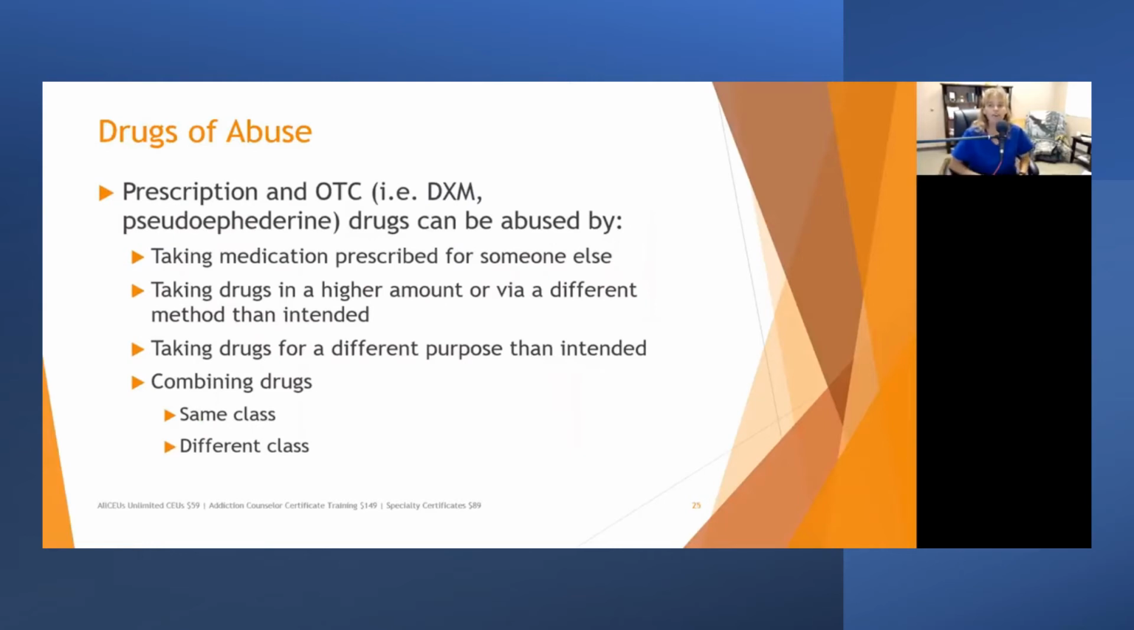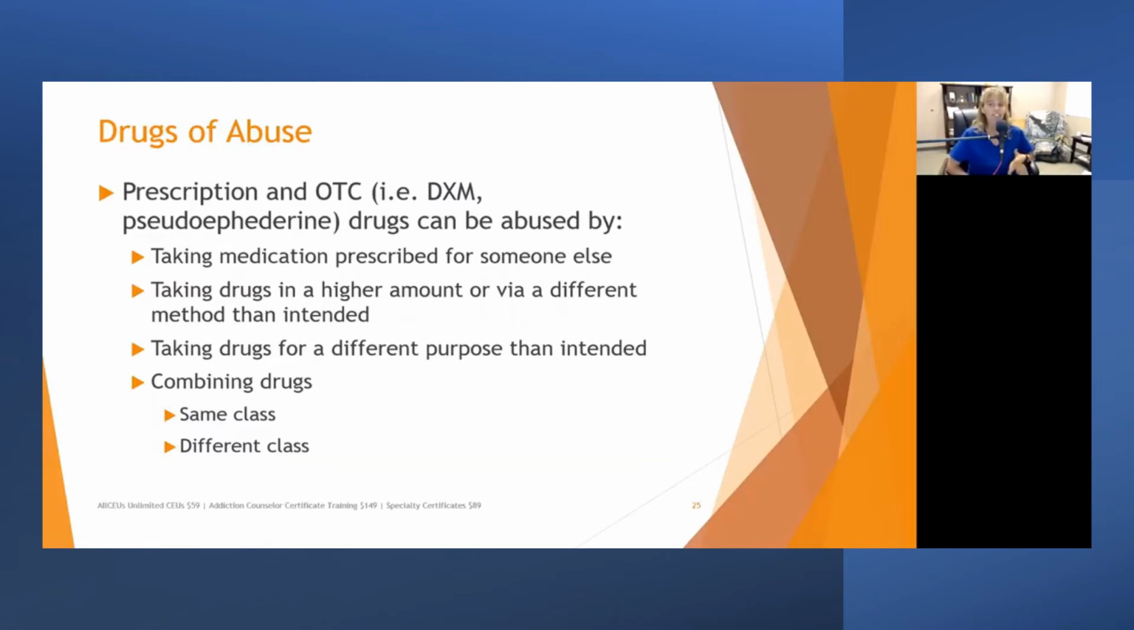Prescription and over-the-counter drugs can be abused by taking medication that was prescribed for somebody else. So you're doing it to get high or to self-medicate. Taking drugs in a higher amount or via a different method than intended. So if your prescription is for 1 pill 3 times a day and you're taking 3 pills 3 times a day, that's abusing them. Or if it's for 1 pill 3 times a day and instead of taking it orally, you're injecting it, that's abusing it.